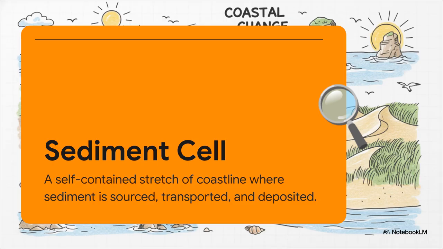Just think of it like a self-contained coastal neighborhood. All the sand and shingle in this neighborhood, well, they're born there, they move around within its boundaries, and they eventually get deposited there. Very little of that sediment ever crosses the property line into the next cell over.